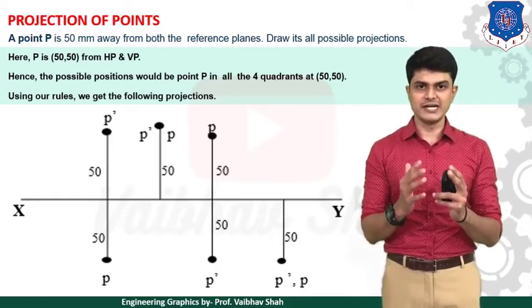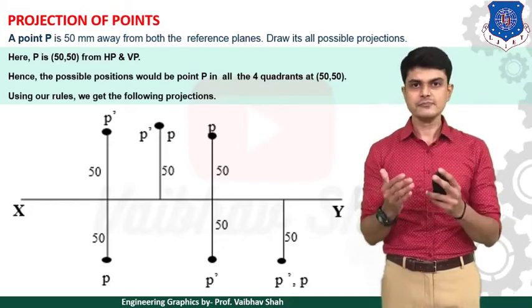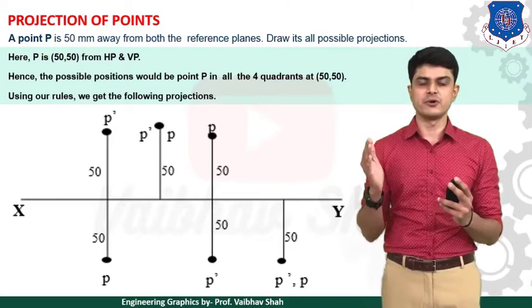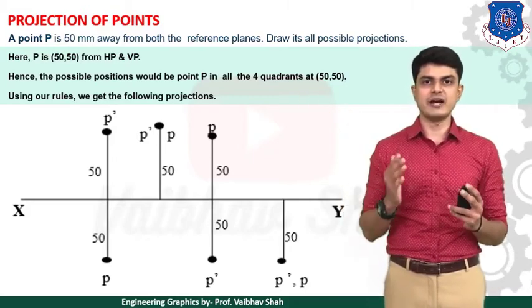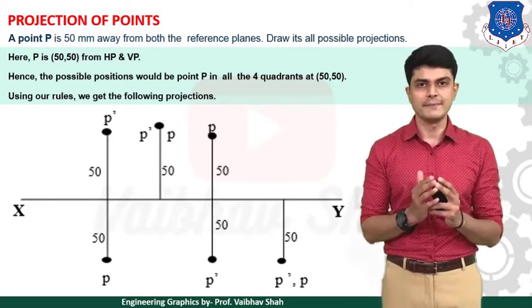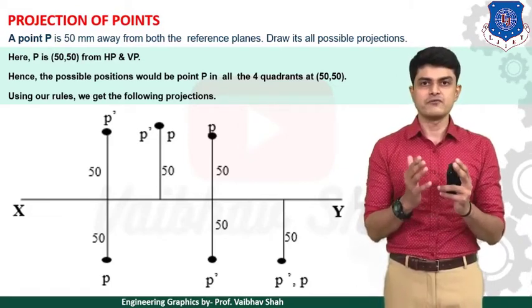Now as you can see, this point is 50 mm away from X and Y. So we might have this point as P 50-50, because 50 in X and 50 in Y, as it is at a 50 mm distance from X and also from Y. So let us start plotting the point.